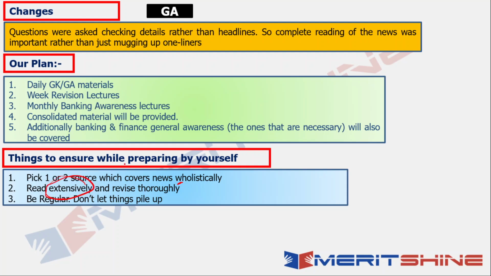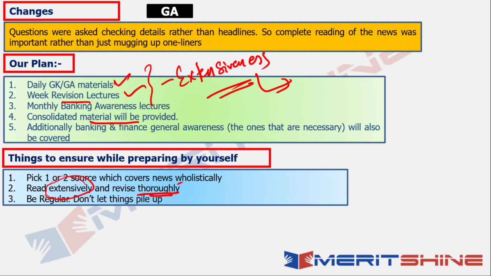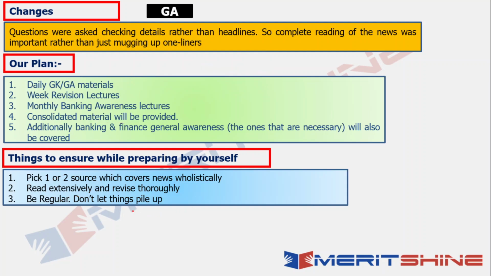That's very important. You see here, the daily GK material and weekly revision lectures. Why are we doing this? So that extensiveness is designed into the way we are doing things. That is something you'll have to ensure, and revise thoroughly. Then here, revision. Why is it there? So that we have thorough revision. That is something that you need to ensure.